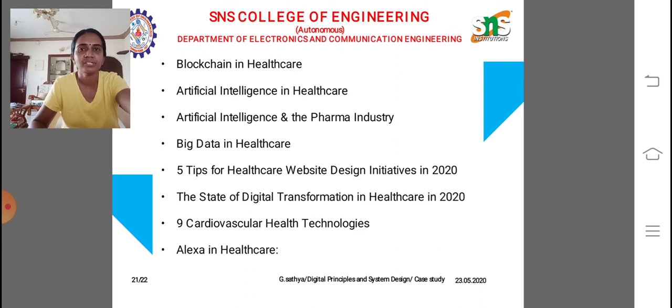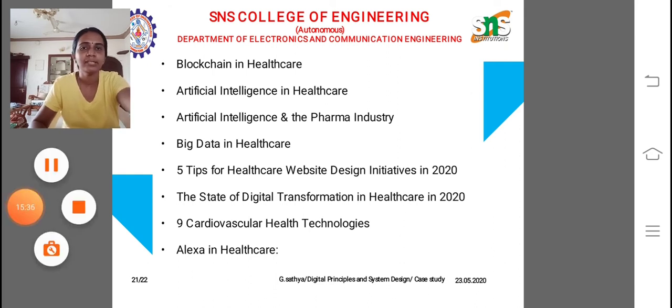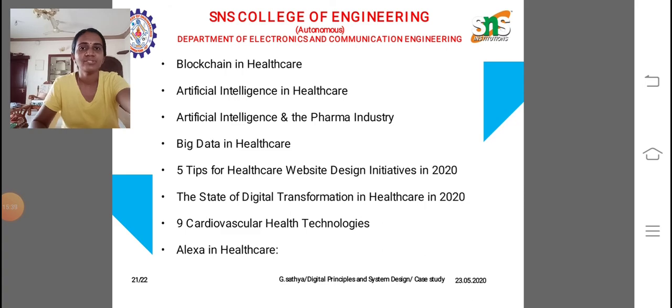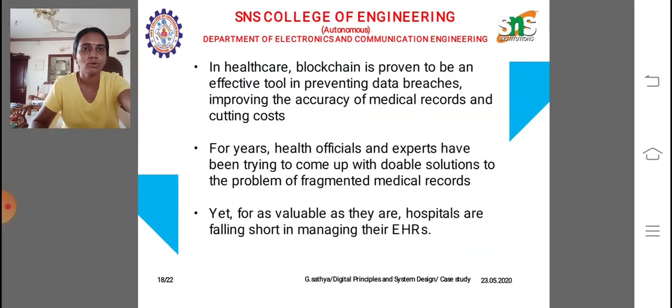So far we have discussed our empathy part, define part, and ideate part. From these three parts, we have to provide a solution with the help of a prototype using 5G technology. For this 5G technology, we are incorporating blockchain, artificial intelligence, big data, and wearable device information. Everything we are incorporating through this 5G, so we can easily access our information. That's why we are using 5G technology in the digitization concept.